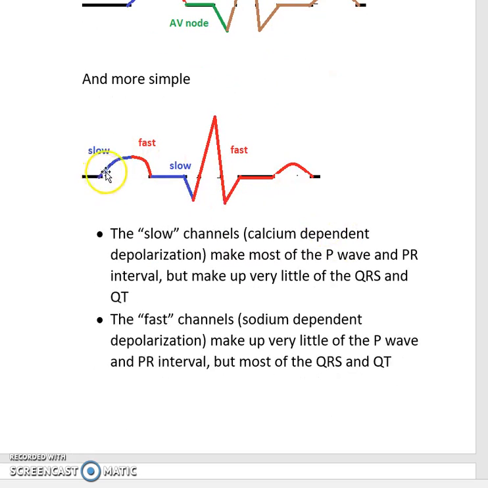Here we have the fast channel, we have the slow channel of the SA node firing off, the fast channel of the atrium, the slow channel of the AV node, and the fast channels through the ventricles. Again, remember that slow channels are calcium-dependent depolarization, and fast channels are sodium-dependent depolarization. And as you can see here, the PR interval is mainly slow channel dependent, and the QT interval is mainly fast channel dependent.